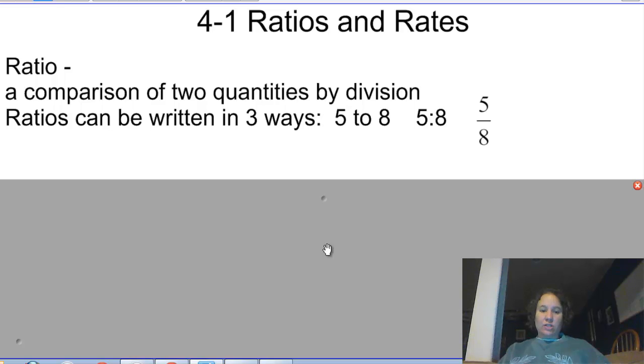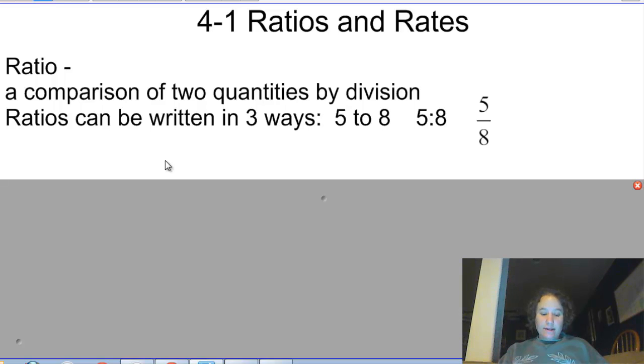And when we write ratios, here are three different ways that we can write them. We can write them using the word to, so we can say 5 to 8. We can write them using a colon, and it's still read as 5 to 8 if it's a ratio. And we can also write them using a fraction bar, and again, it's still said 5 to 8 even though we're using the fraction bar.